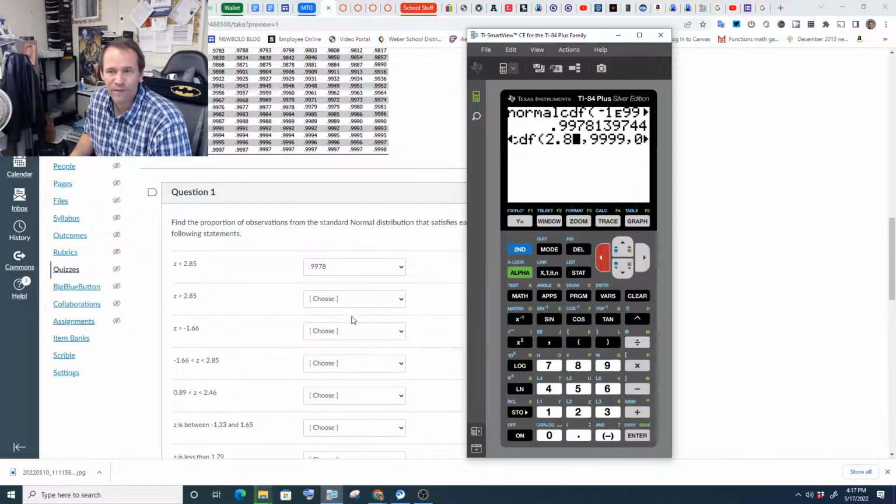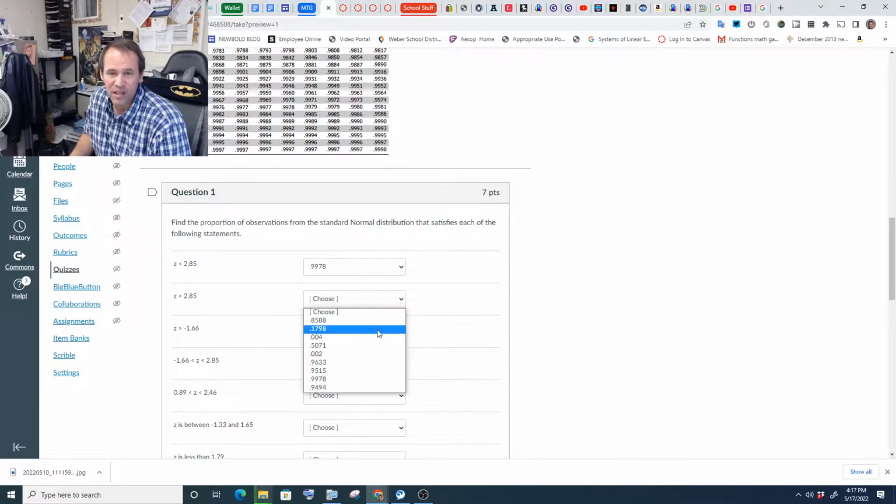So 2.85 up to 9999. And we get 0.0021. And 0.0021 is the right answer. See how this is kind of working? So greater than negative 1.66.